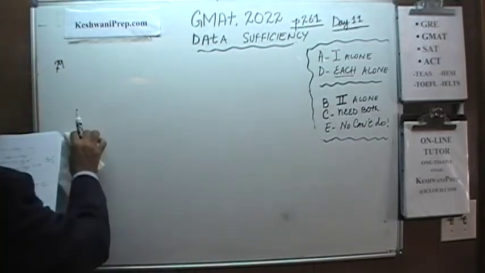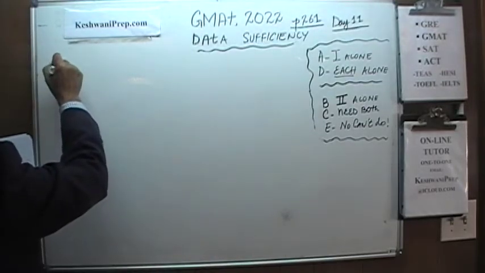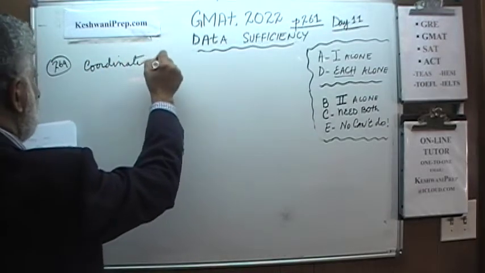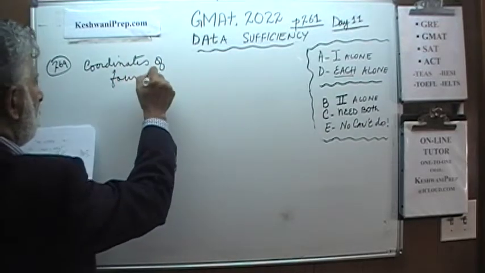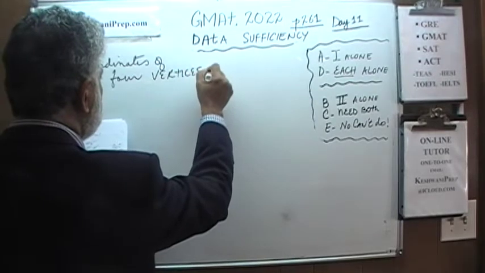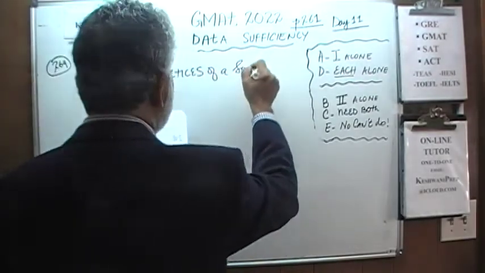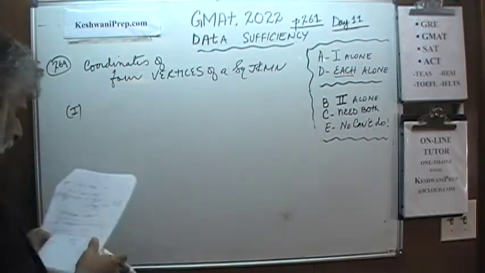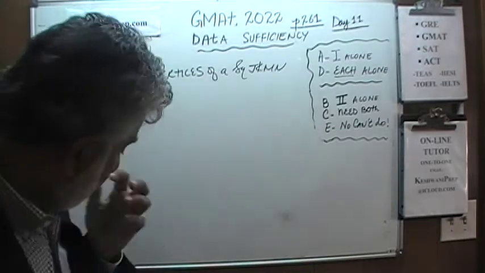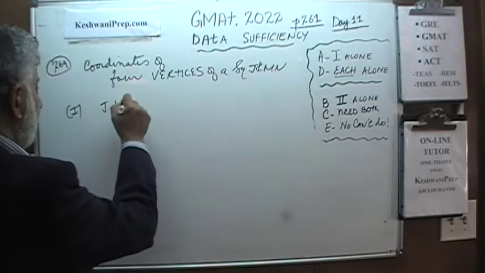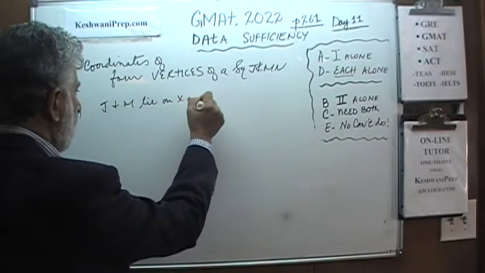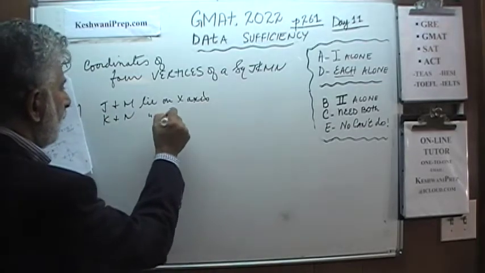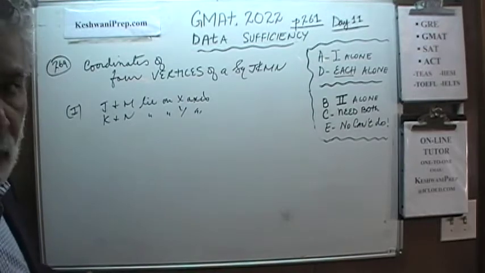In 269, we want to find out the coordinates of the four vertices of a square, J, K, M, N. The first statement tells us that points J and M lie on the x-axis, and that K and N lie on the y-axis. So let's see what the square actually looks like.